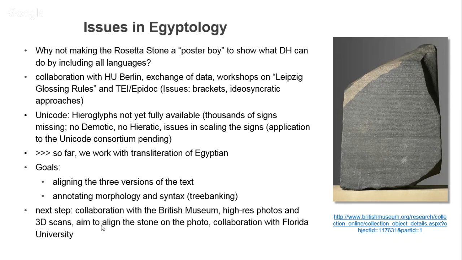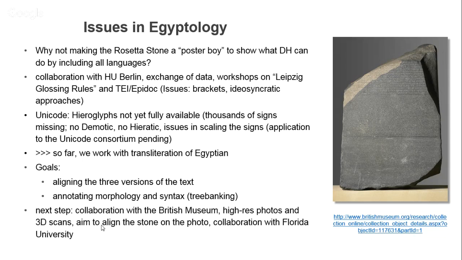Monica already mentioned that we collaborated with a couple of people. There are a couple of issues that we have while working on all the things we want to do: alignment, entity banking, which Josefina is going to tell you about in a minute. One thing which we are still struggling with in Egyptology is that there is no Unicode font yet for hieroglyphs, Demotic, and hieratic. There is something existing. There are a couple of people working on that.